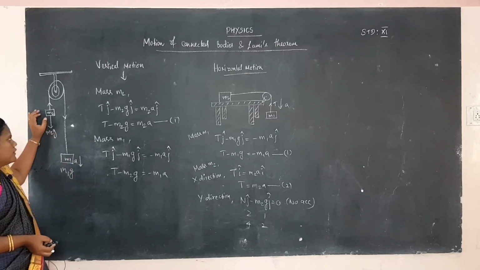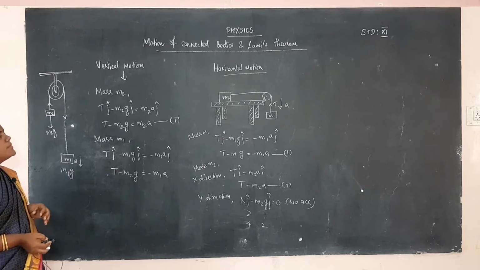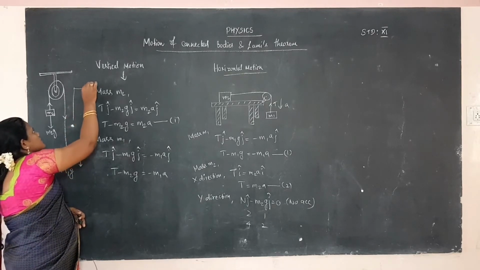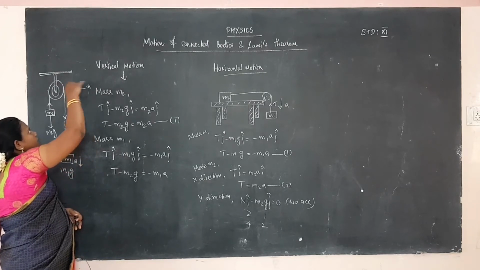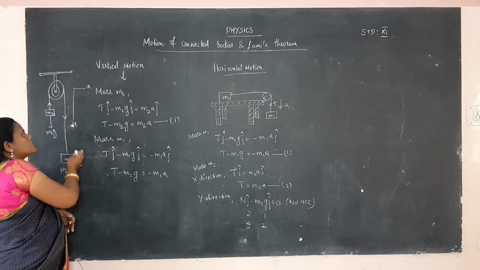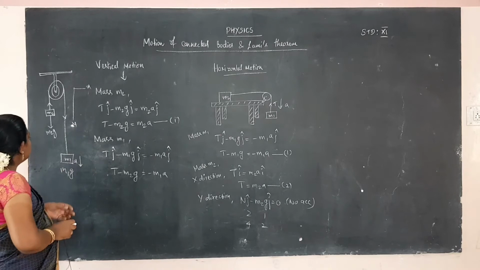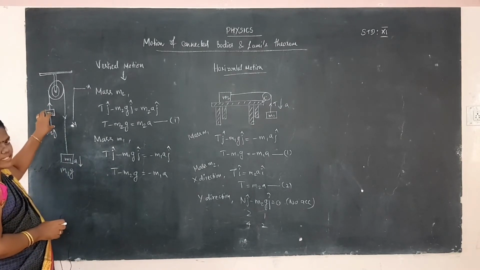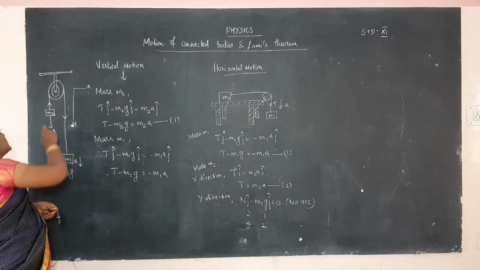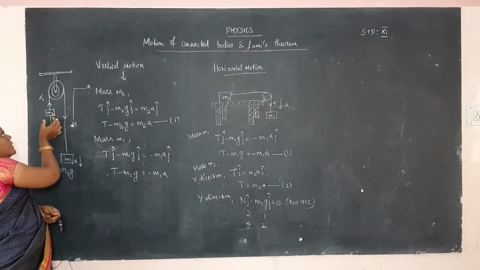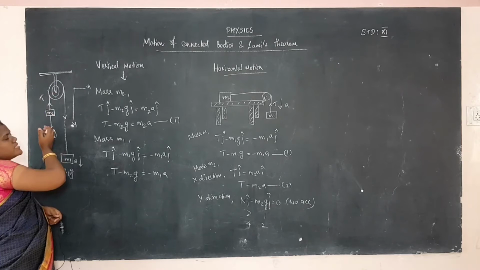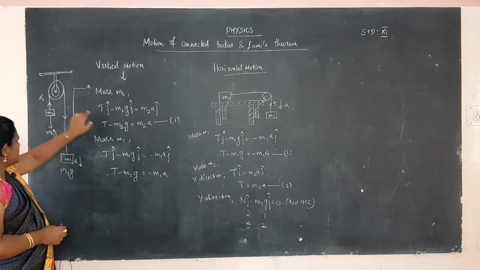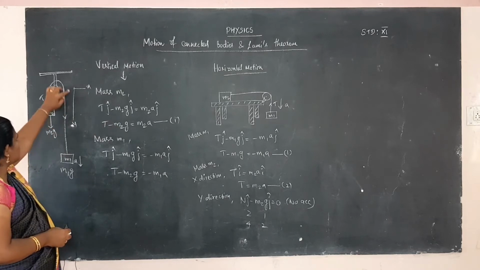First you have to choose the coordinate system. What is the coordinate axis? That is the x axis and the y axis. Horizontal motion is the x axis, and this is the y axis. Then we choose the mass m2. What forces are acting? That is tension, because the weight applies some force on the string connected to the pulley. So the tension T is in the positive y axis.